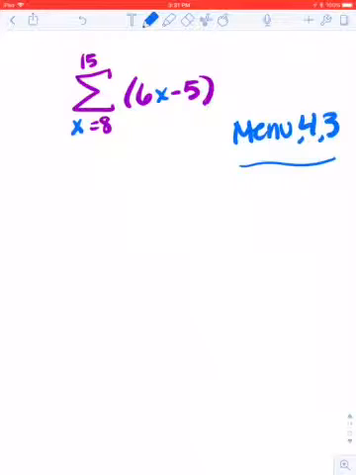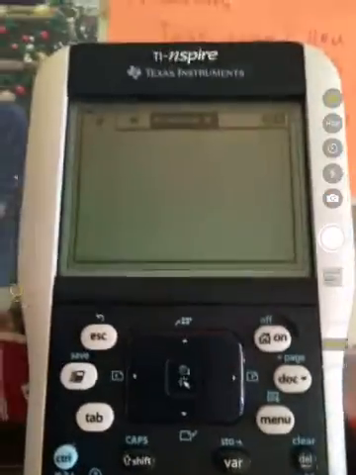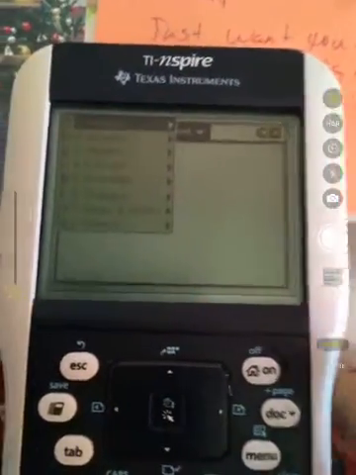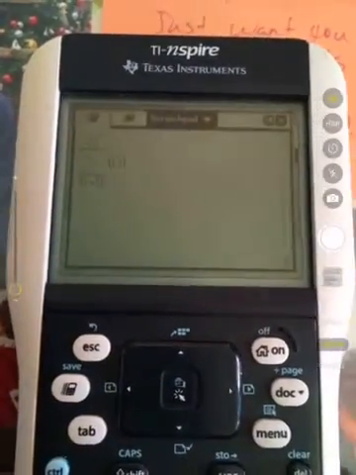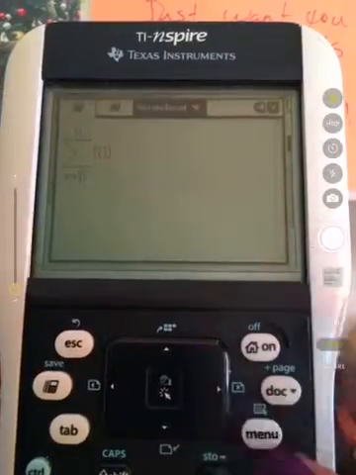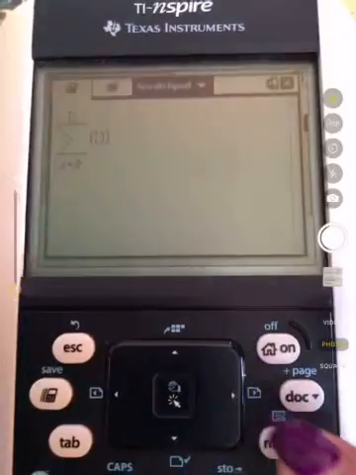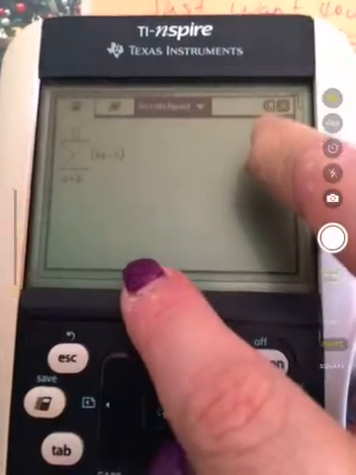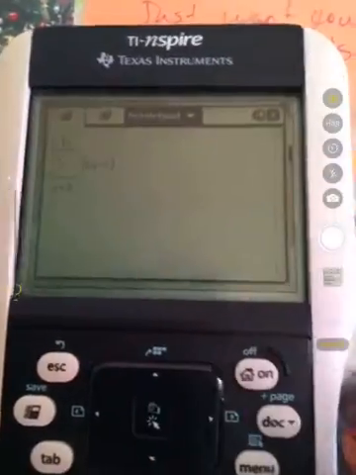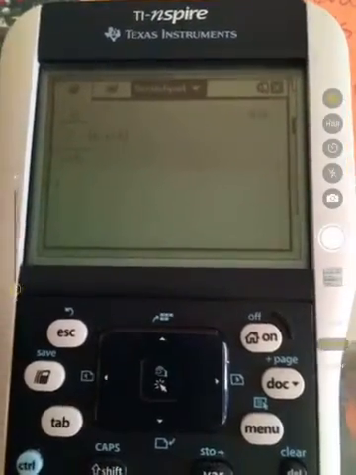So if I go ahead and open my calculator, let's see if I can open my pictures. Okay, see if this will work. So if I'm doing this, I'm going to do menu 4-3, and that gives me my summation notation. I'm going to put in X in the bottom, and then on this one we had an 8. I'm going to move over, and I'm going to have to do 6x minus 5. And then I'm going to have to move up to the top and put in 15. And if I hit enter, I get 512.